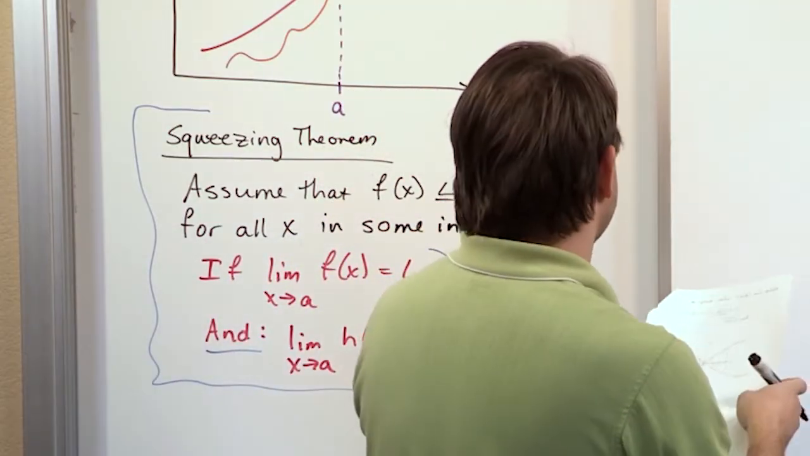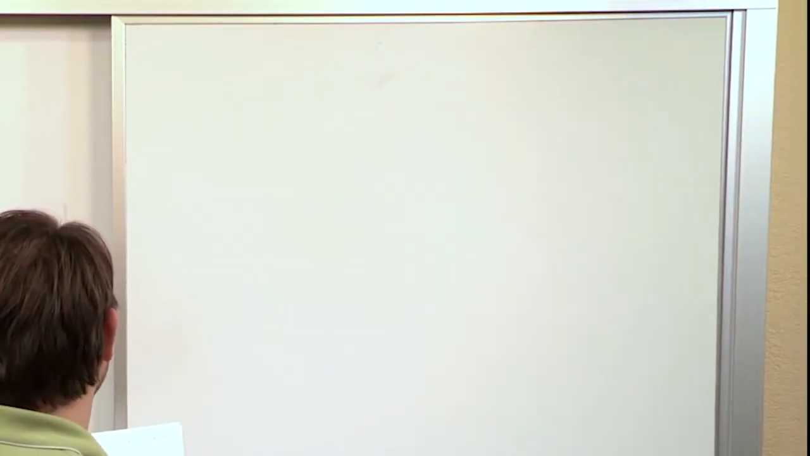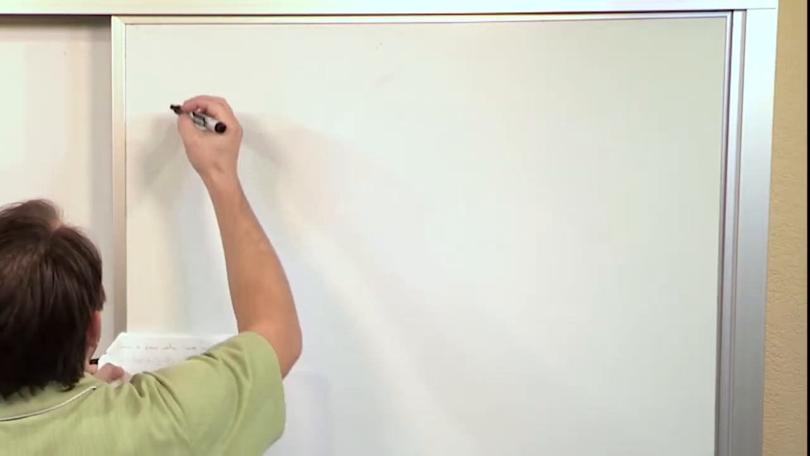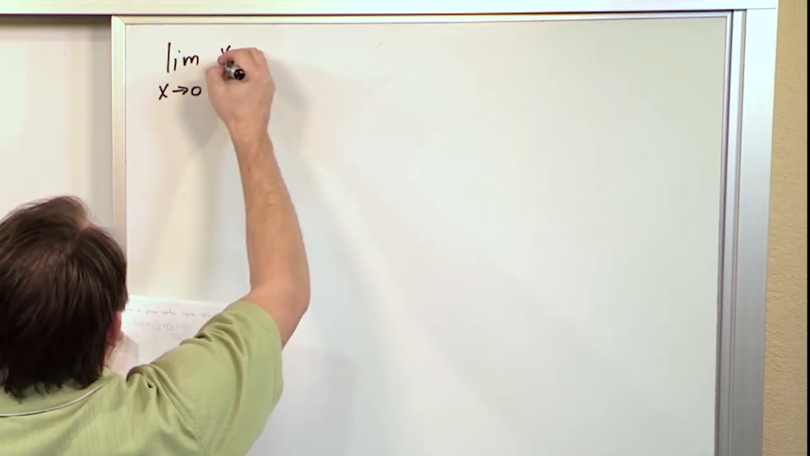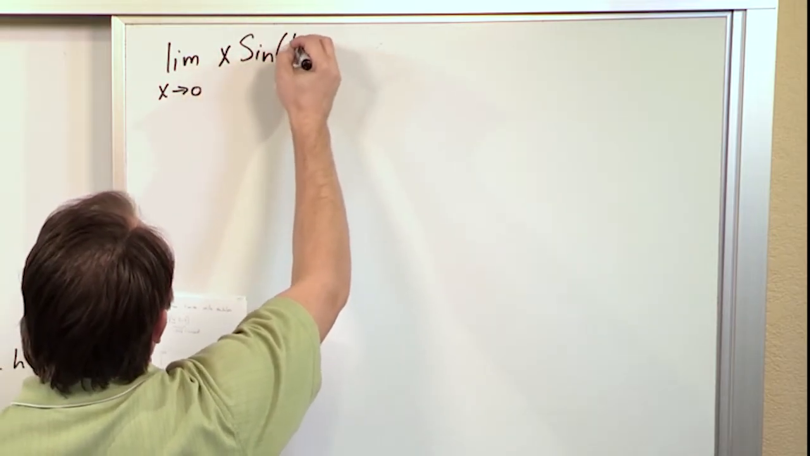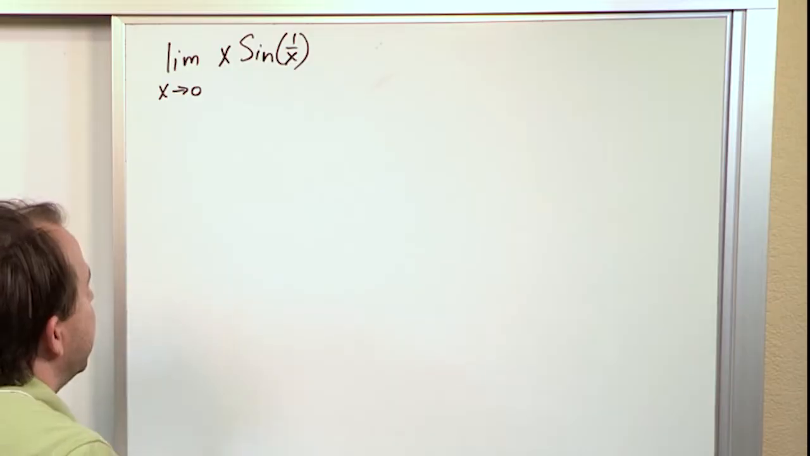So we'll do one quick problem here. It's difficult to apply this to all problems, but what if you want to find the limit as x approaches 0 of the function x times the sine of 1 over x? What if you wanted to find that?